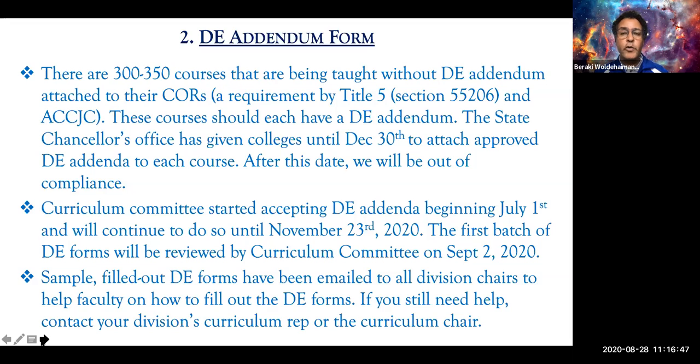Our college has identified anywhere between 300 and 350 courses that need DE forms. Curriculum committee sent out the forms before July and invited faculty members, those who can do it during the summertime, to fill out those forms and submit for review by the curriculum committee. Up until now, we have about 26 submitted. They will be reviewed by curriculum committee on September 2nd. Now, all faculty members who are teaching remote need to fill this out, latest by November 23rd. I'll show you the curriculum schedule in my next slide. So the last day to submit DE addenda forms for those who are teaching remotely will be November 23rd.